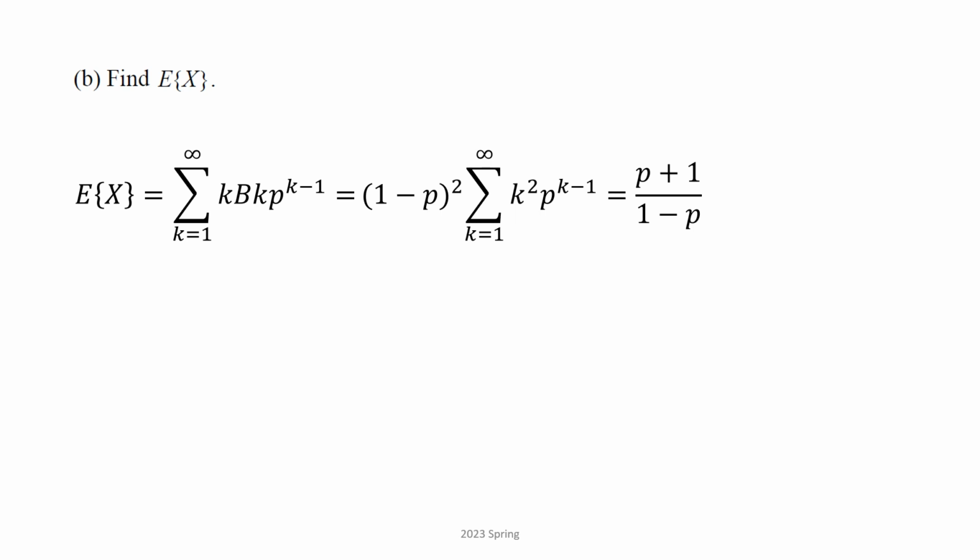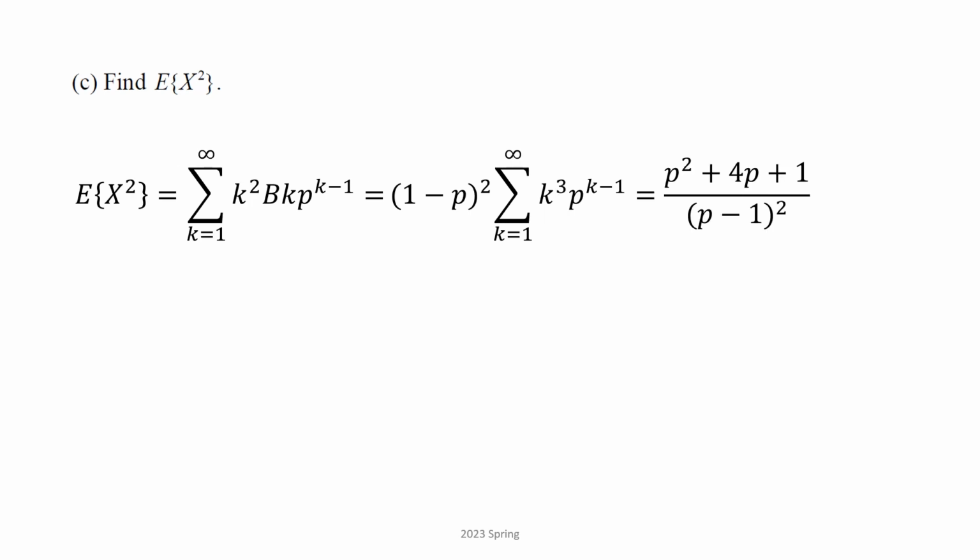Question B asks us to find the expectation of X. So it equals the infinite sum of k times b times k times p to the power of k minus 1, and it equals (1 minus p) squared times the infinite sum of k squared times p to the power of k minus 1, and it equals (1 plus p) over (1 minus p), because p is greater than 0 and less than 1.